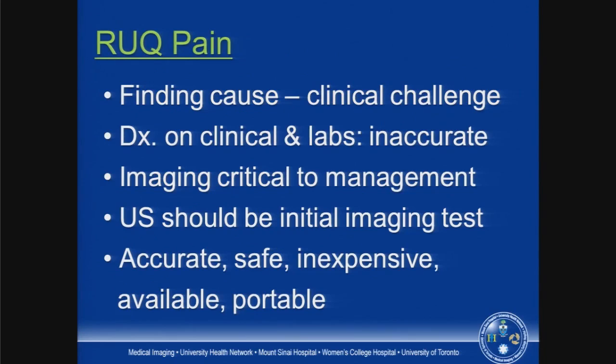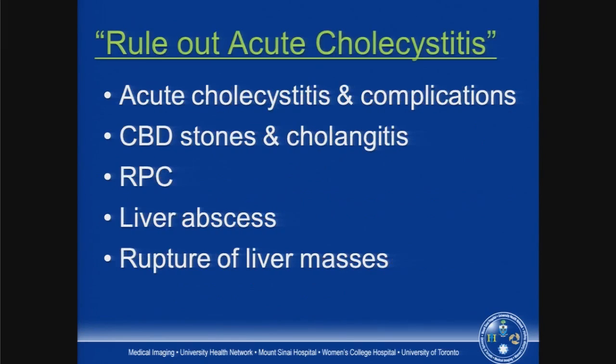Now, when patients present to the emergency department with right upper quadrant pain, finding the cause is a clinical challenge. And if you base your diagnosis solely on clinical evaluation and a few simple laboratory tests, you will be inaccurate a large number of times. So imaging is critical to management, and in my opinion, ultrasound should always be the initial imaging investigation for these patients. It's accurate, it's safe, it's inexpensive, it's available, and today it's highly portable.